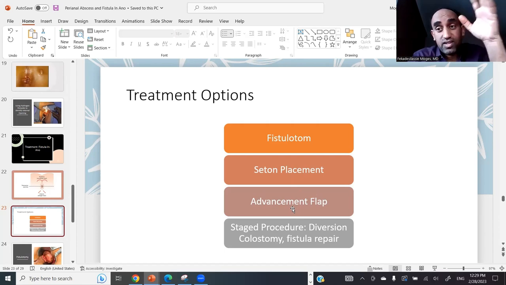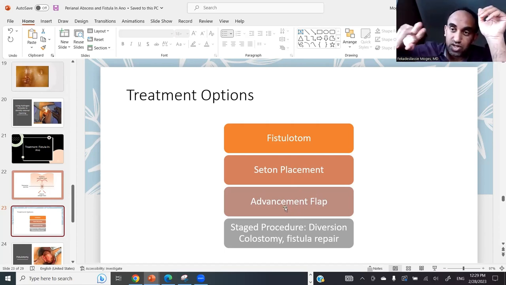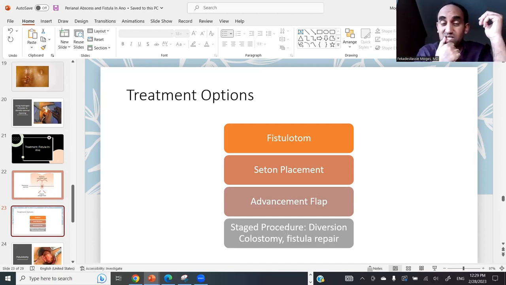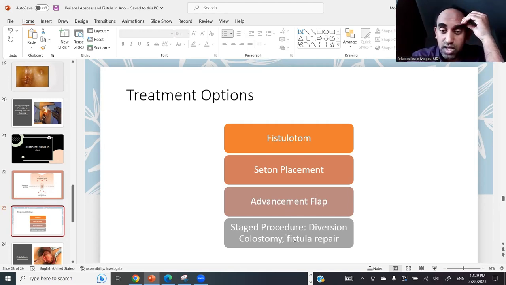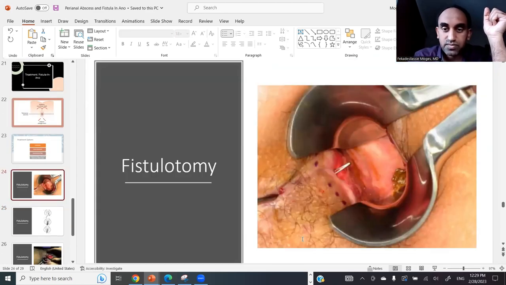Advancement flap: if it fails to heal, you may do a flap procedure and try to obliterate that fistula tract. You may also do a staged procedure. A staged procedure is mainly for complicated fistula tracts, especially those located posteriorly. Like I showed you, if it is a very complicated fistula tract, it takes a long time to heal. So sometimes you might be forced to do a diversion colostomy. You do the fistula repair, and then eventually you reverse the colostomy after the fistula heals.